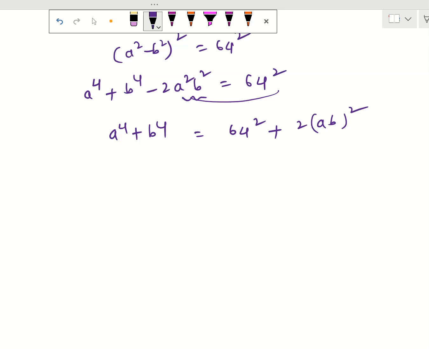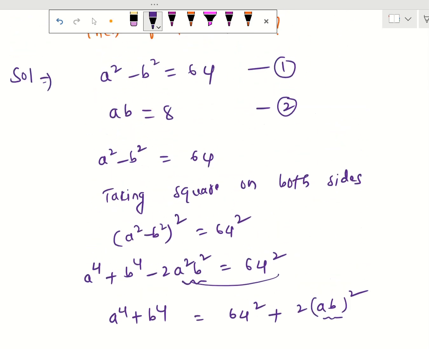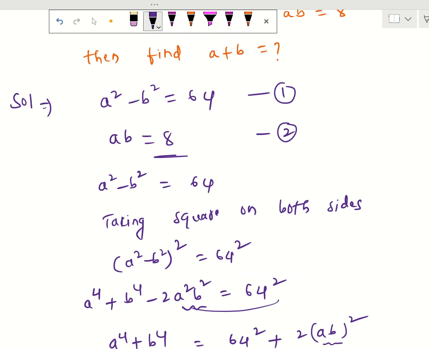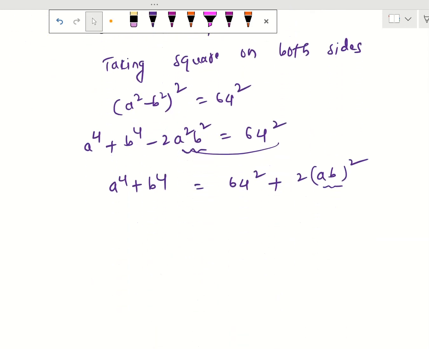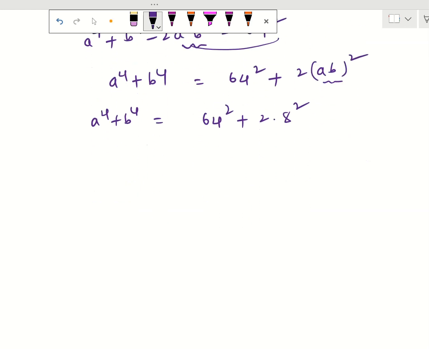As we know, the value of a into b is 8. It is given a into b is 8, so we substitute that here. Then a to the power of 4 plus b to the power of 4 is equal to 64 square plus 2 into 8 square, since the ab value is 8. If we simplify, a to the power of 4 plus b to the power of 4 is equal to 64 square plus 2 into 8 square, and 8 square is 64.